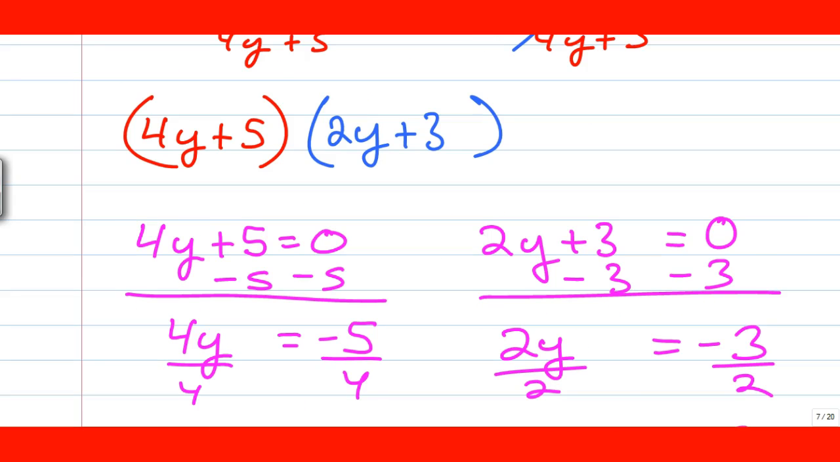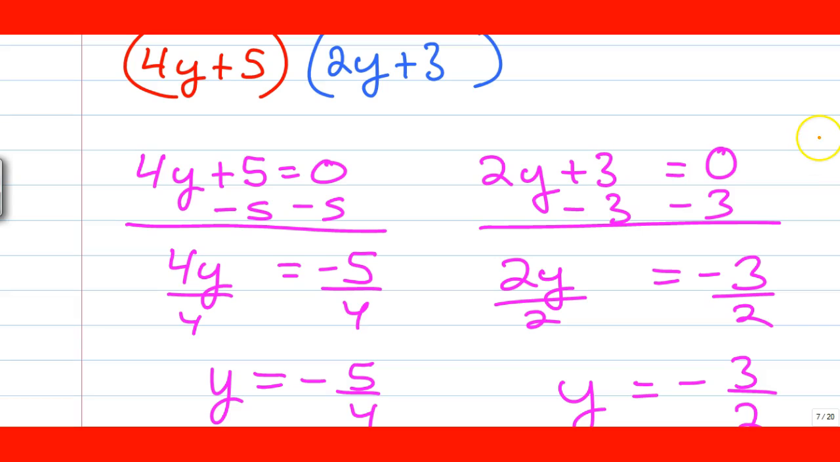Now the instructions were to solve. So now that I have these two binomials, I need to set them each equal to 0 and see what the possible values are for y. So I set the 4y plus 5 equal to 0, subtract the 5 out, leaving me with 4y equals negative 5, then divide the 4 out to move it away from the y, and I end up with y equals negative 5 over 4. There's one possible answer.